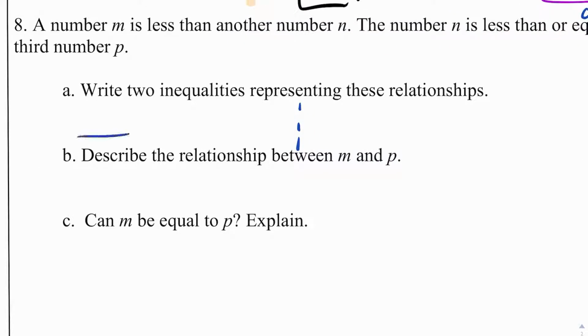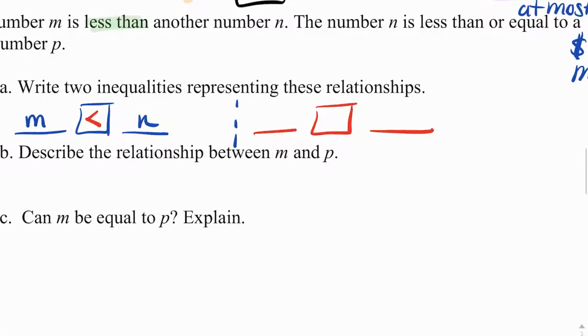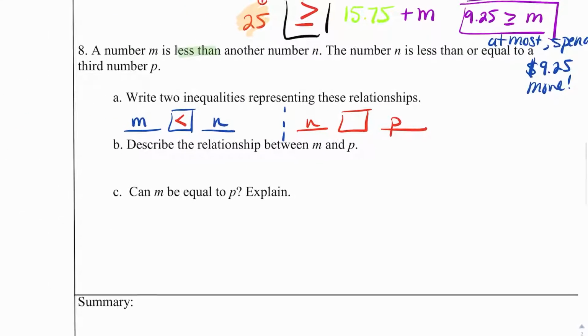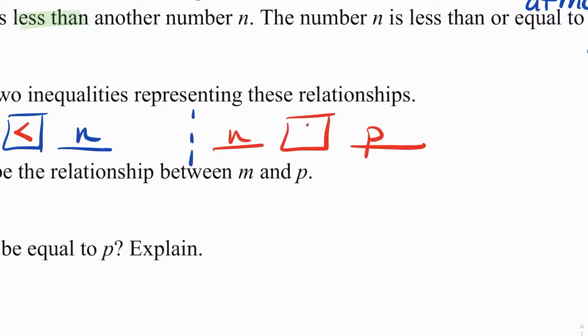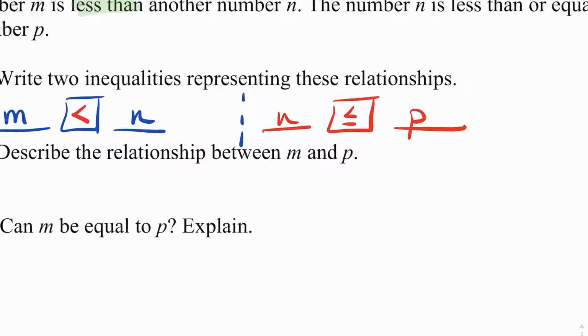So the first inequality, we know they compare two things at once, and they want us to compare the number M to the number N. And as it says right here, M is less than something. So if M is less than something, that means the other thing is bigger. So the next relationship that they want us to compare is between N and P. What it says here is that N is less than or equal to that number P. So we'll make it less than or equal to that number P.